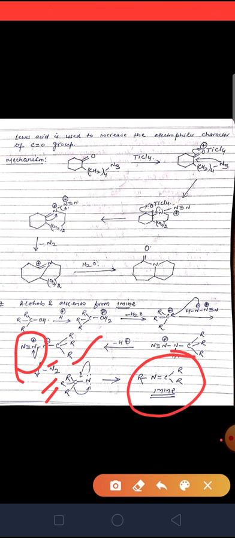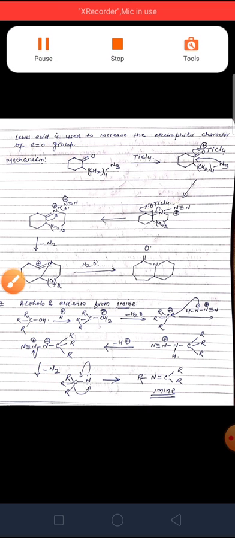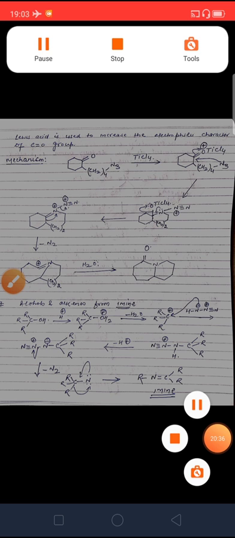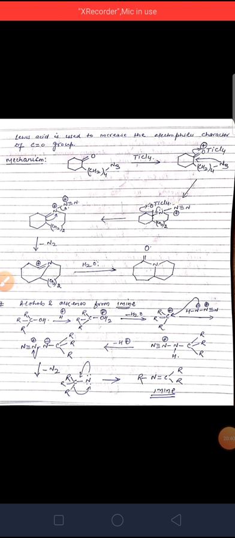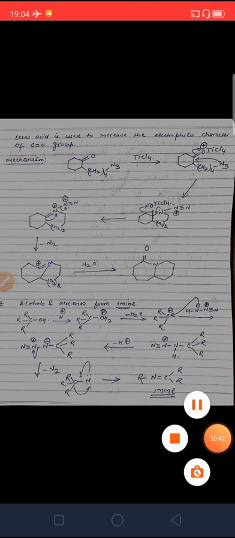So that's all about this Schmidt kind of reaction. In tomorrow's class, in tomorrow's lecture, we will discuss more about rearrangement reactions.